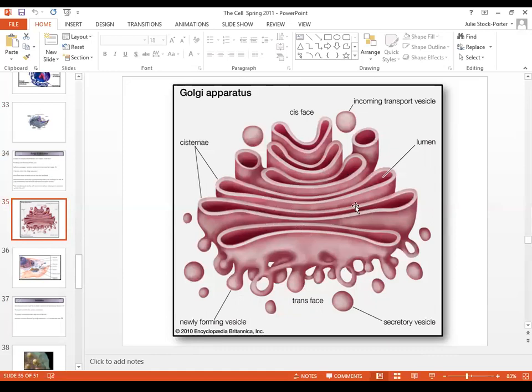So now, once these proteins have passed inspection, they're going to be packaged in vesicles, and they're going to ship to the membrane or throughout the cell, wherever these proteins need to be delivered. Golgi apparatus, it refines, packs, and ships proteins.